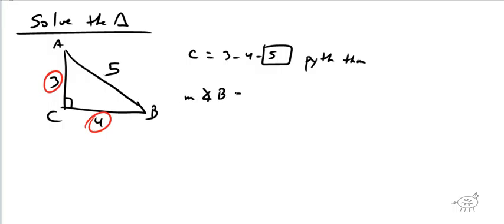The measure of angle B: how do we find that? We're going to use trig, our nice little inverse trig functions, to find the values of angles. If you remember, this is really important, SOH CAH TOA. Which trig function uses the opposite and adjacent, the 3 and the 4? The only one that does that is tangent.